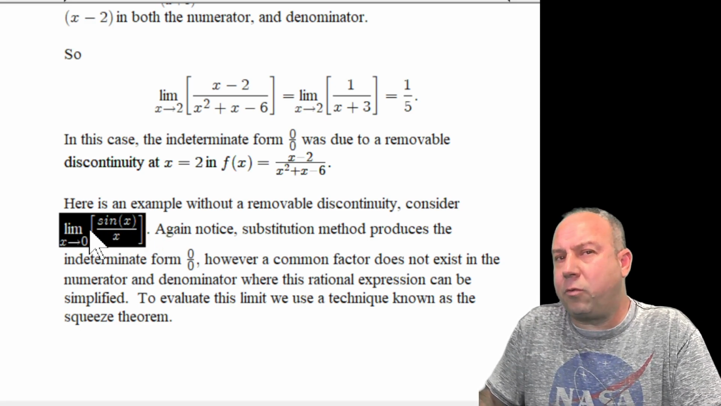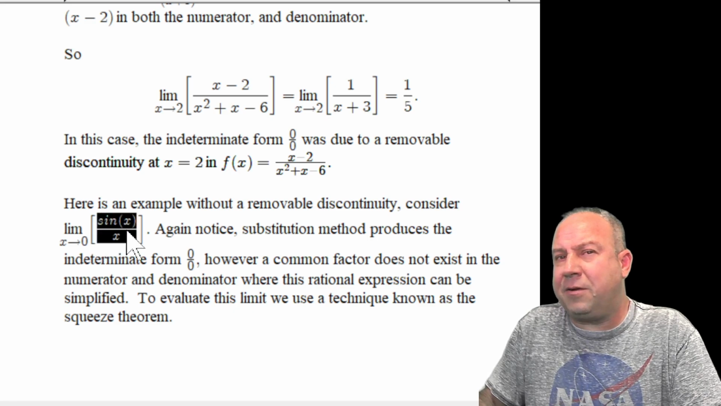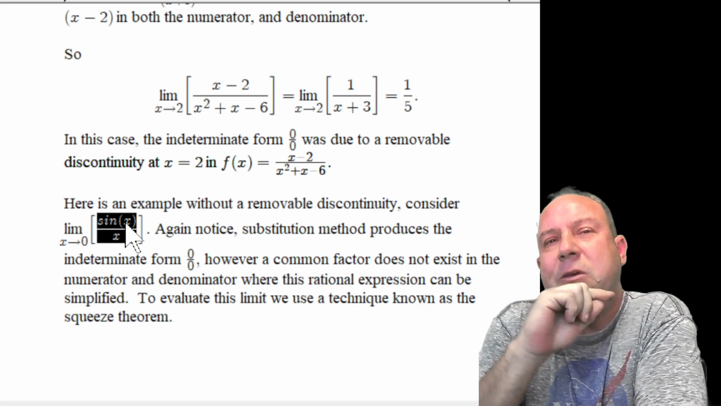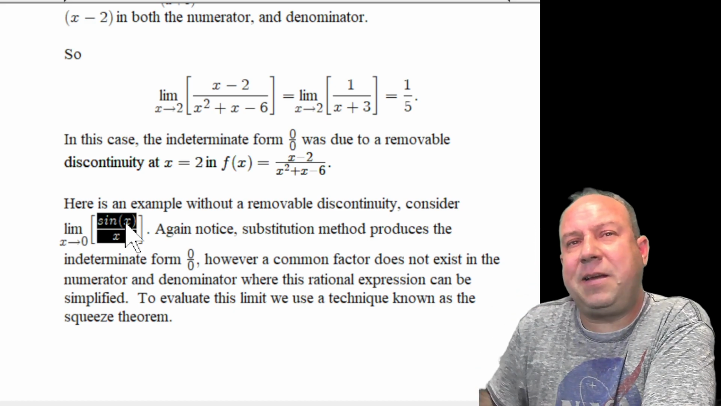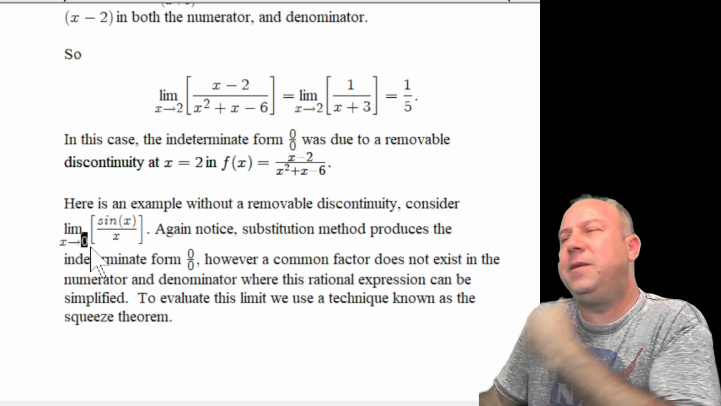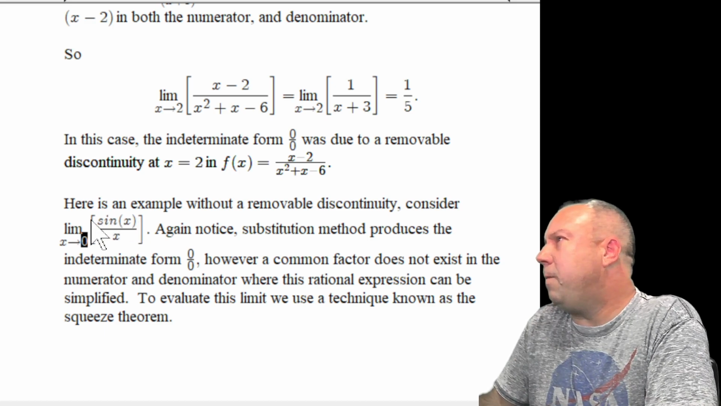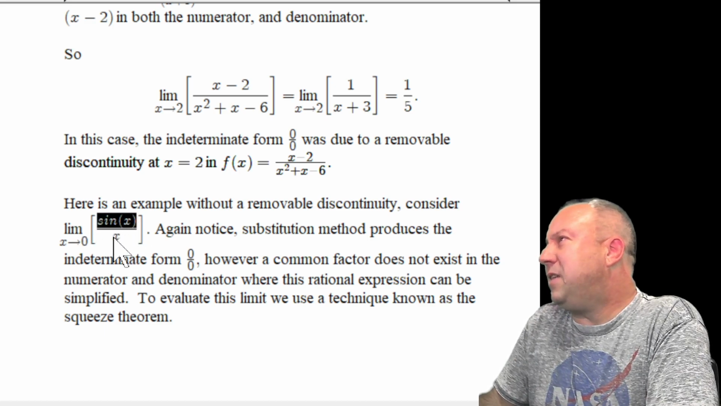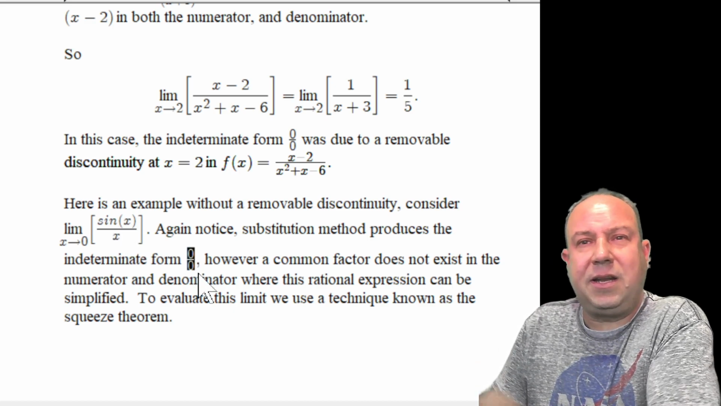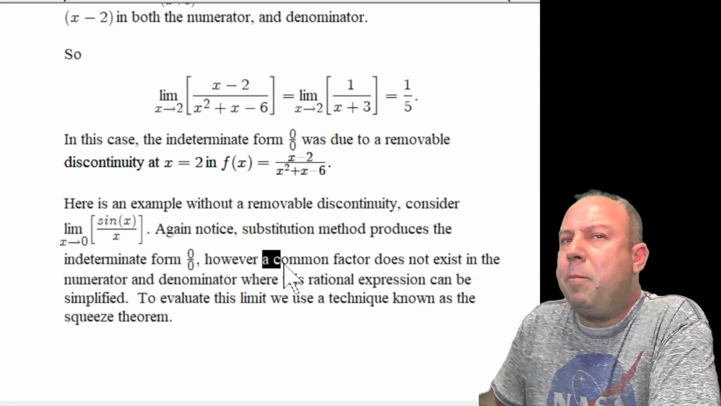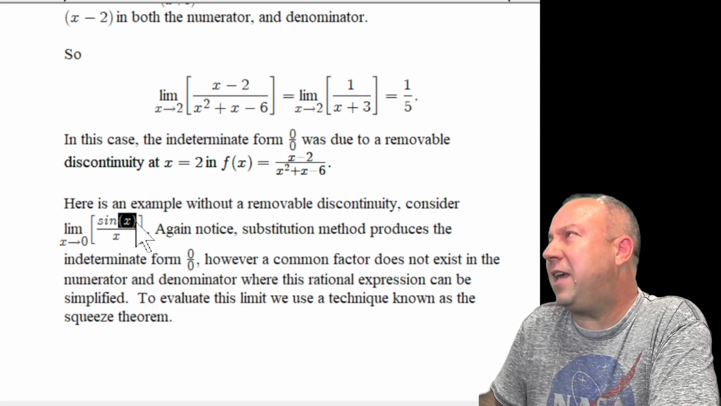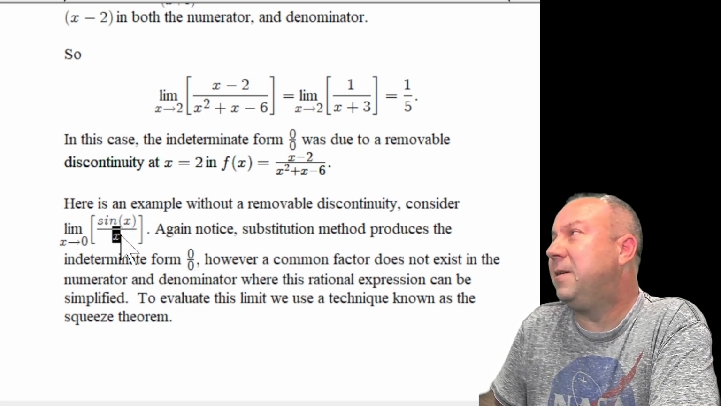We have the form of a ratio, a numerator and a denominator, but you notice in the numerator you don't have a polynomial. You have a trig function. We have the sine up there in the numerator. And when we apply the substitution method, we're still going to get 0 over 0. The sine of 0 is equal to 0, and x evaluated at 0 is 0. Again, we're going to get 0 over 0, but there's no common factor of x to cancel between the two. I just can't cancel that x inside there with this x.